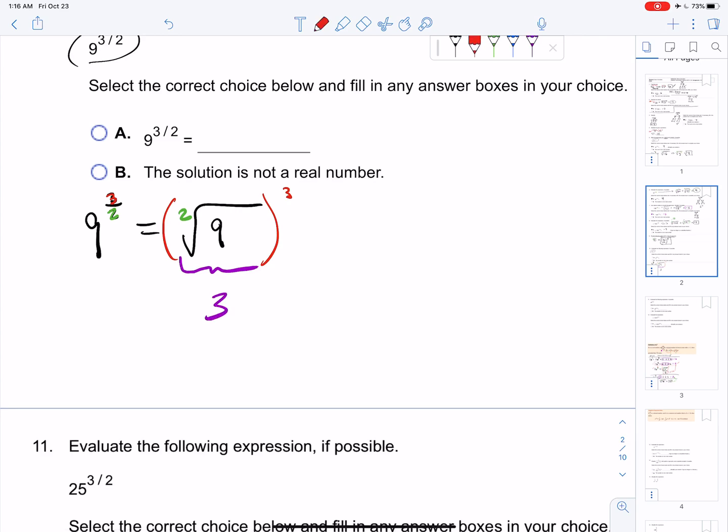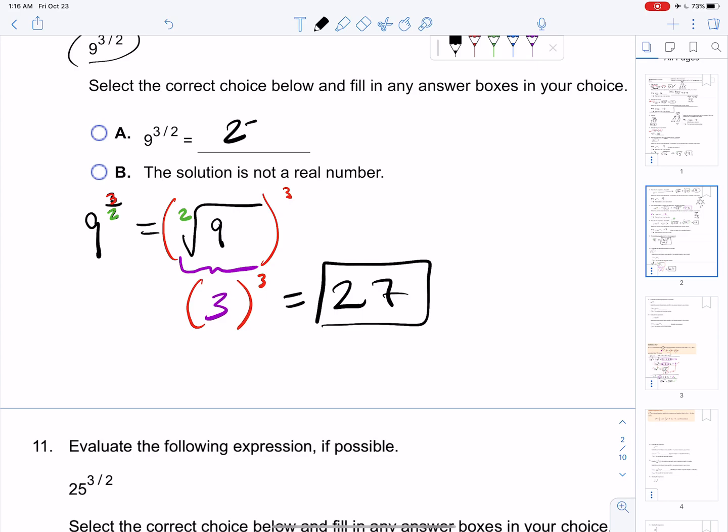And so now I must continue with the problem. This says 3 to the 3rd power. And I know that 3 to the 3rd power is 3 times 3 times 3, which is 27. Done.